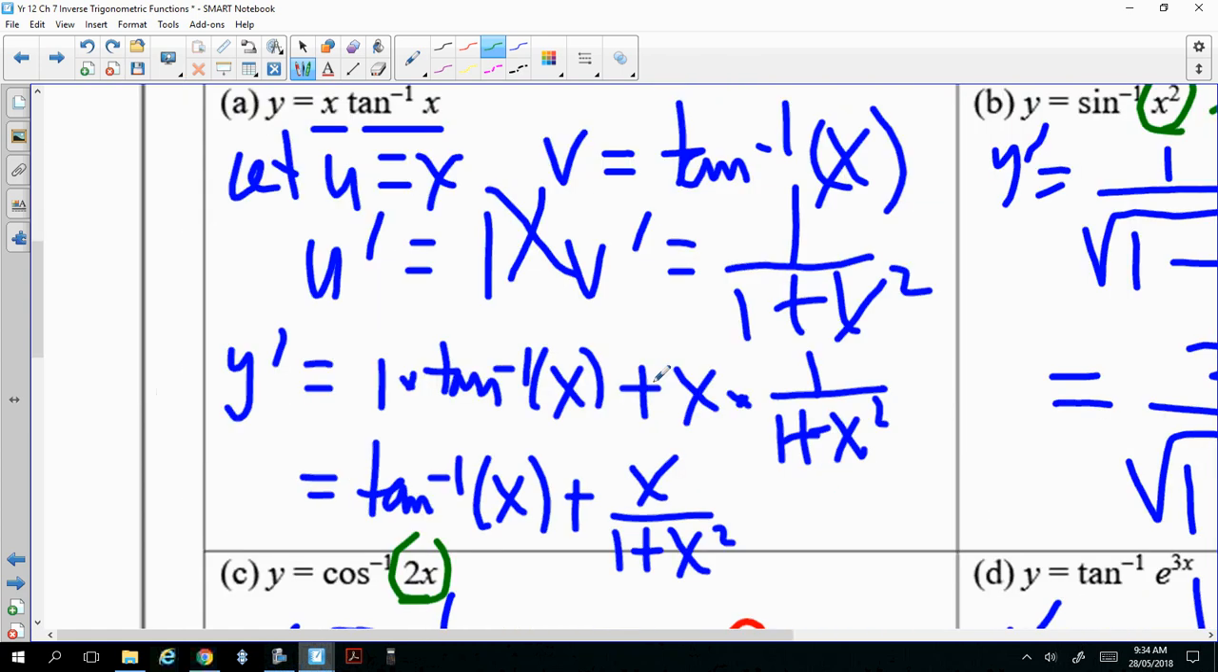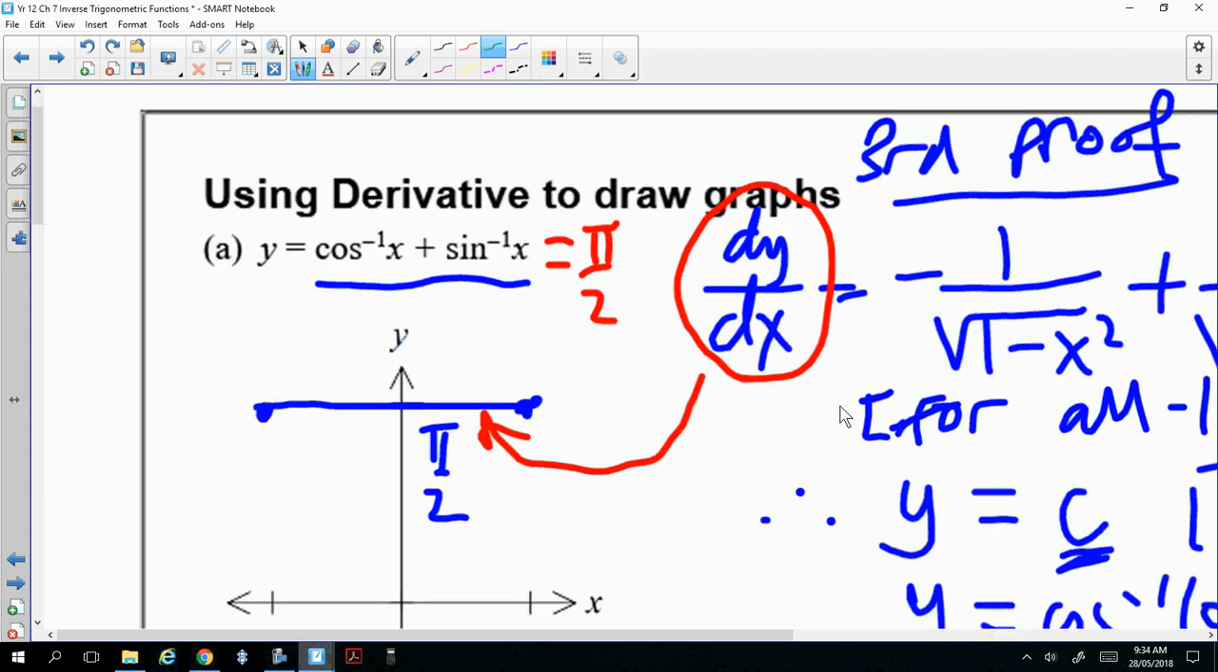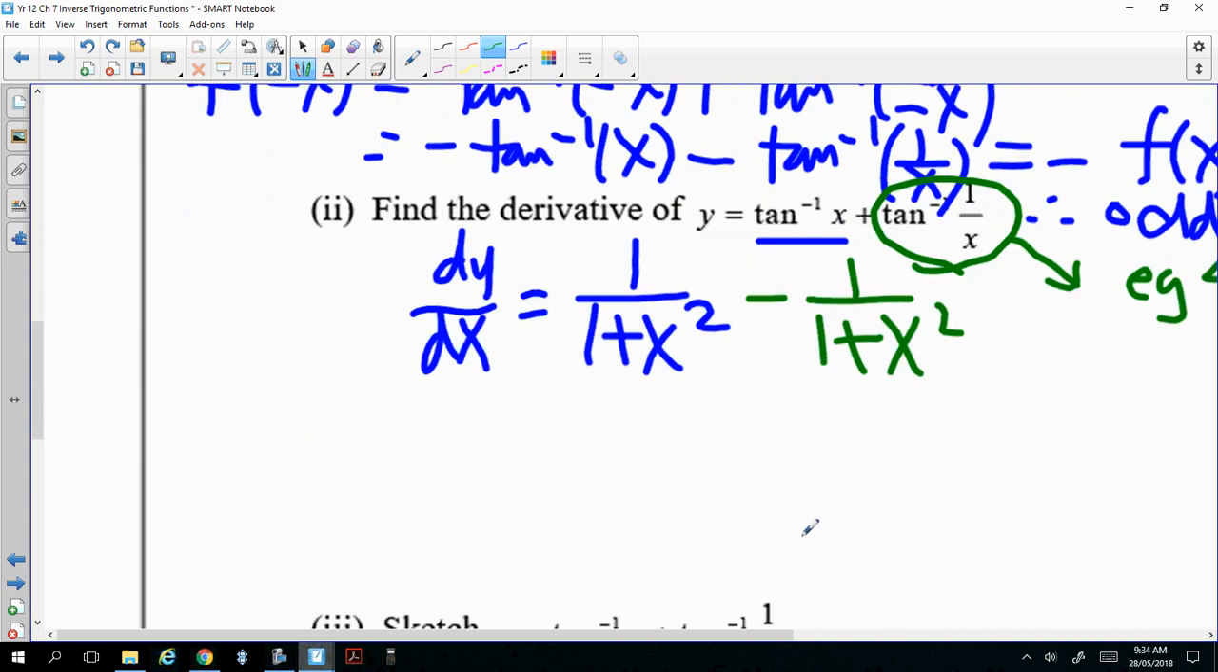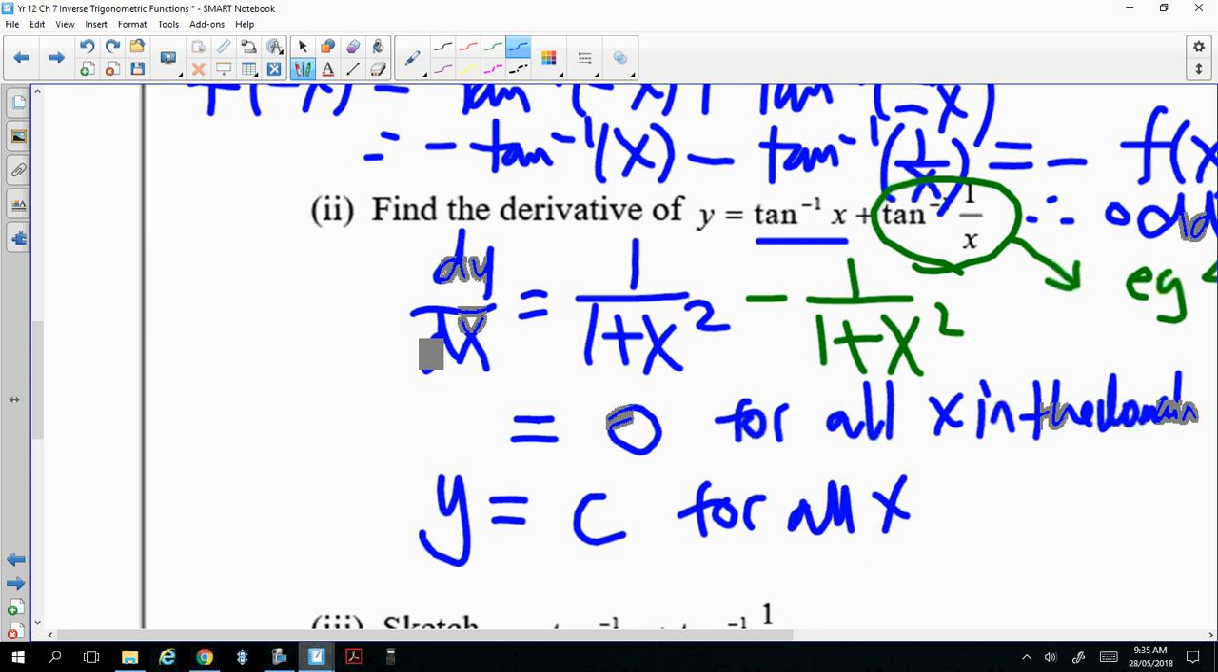So whenever the derivative is 0 for all x in the domain, that tells you that it must be a constant graph. It must be a horizontal line for all x in the domain. And the question is, what's the value of that constant? So whenever the derivative is 0 for all x in the domain, the function must be a constant, and the graph must be a horizontal line.